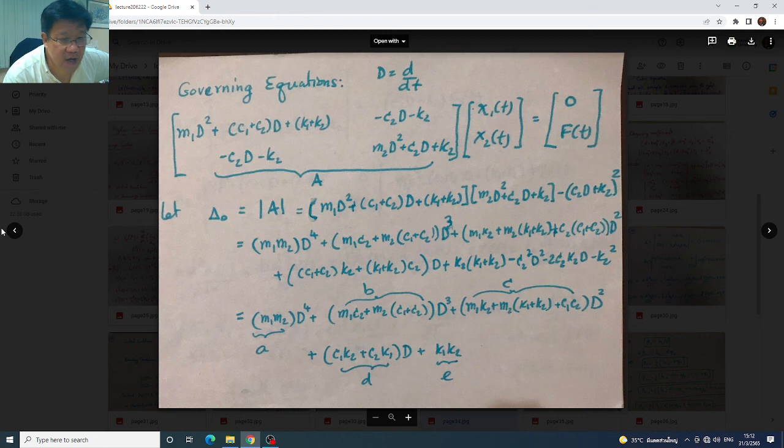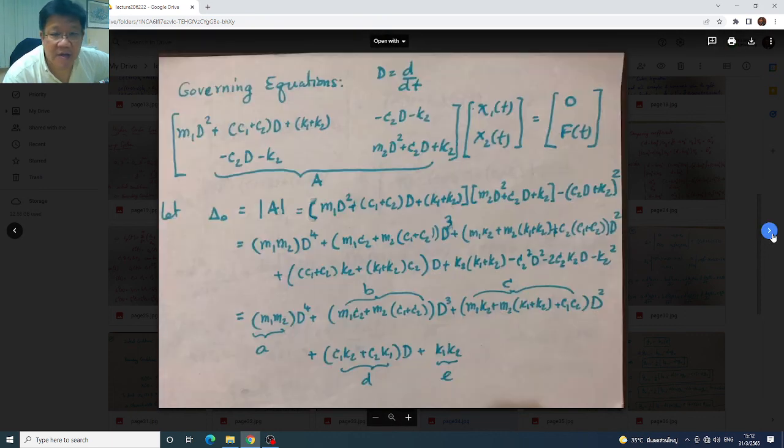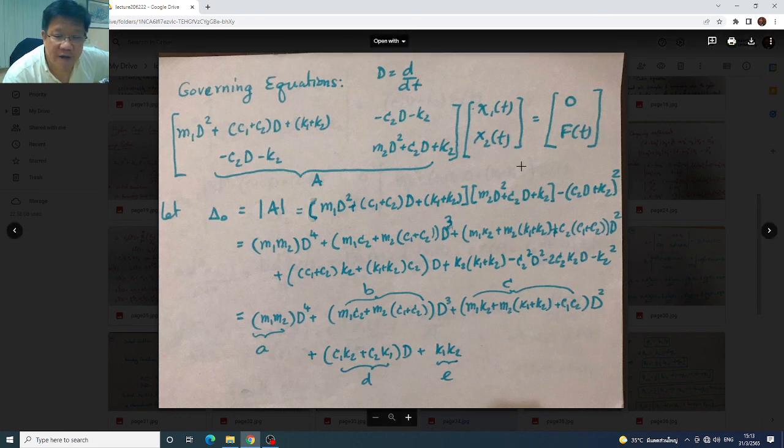This second equation considers the free body diagram at m2. The first equation considers the free body analysis of the free body diagram of m1. I hope this helps you recall your old memory of the basic statics and dynamics course in engineering, the fundamentals of engineering analysis.